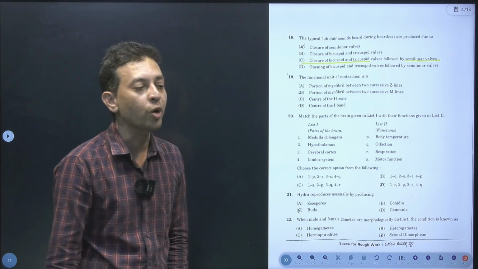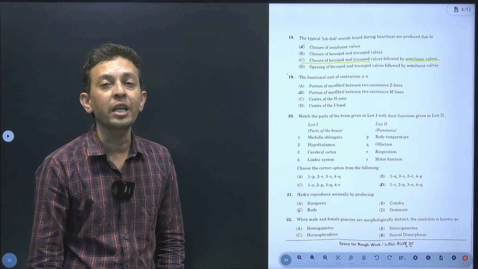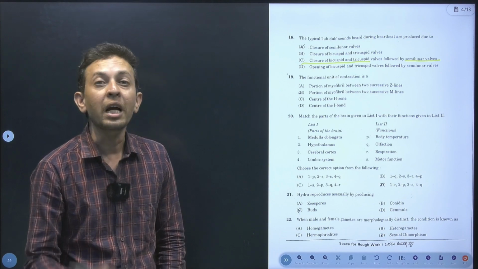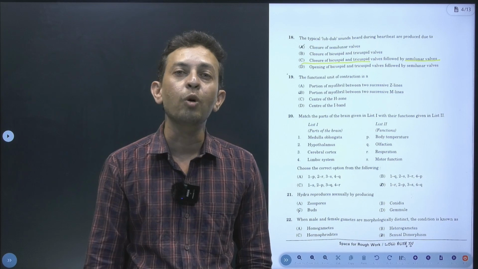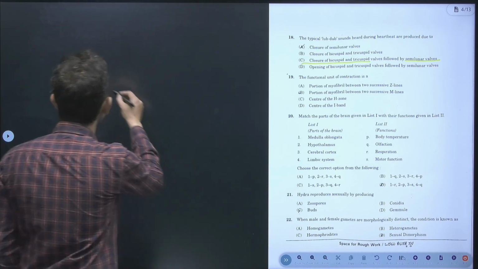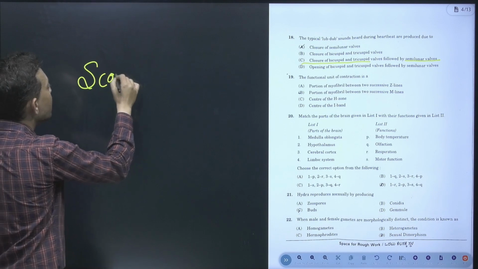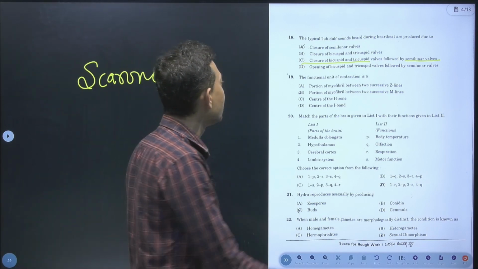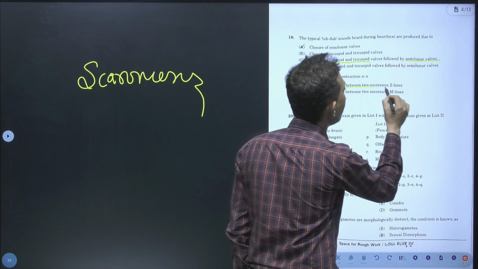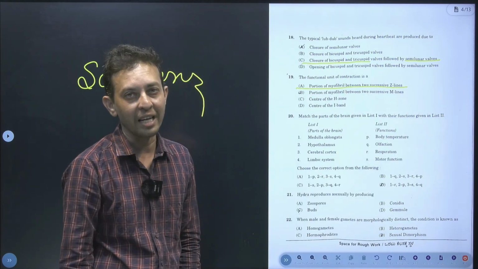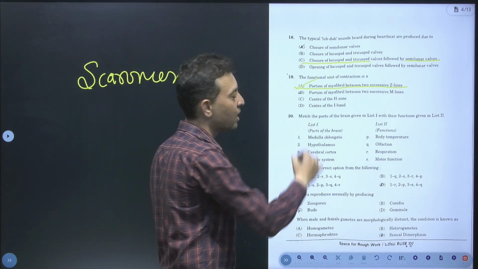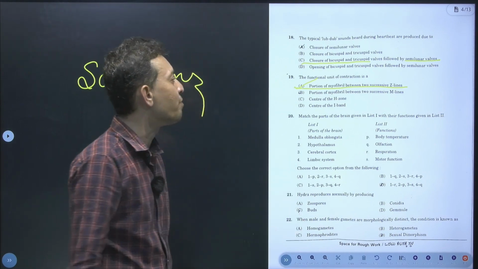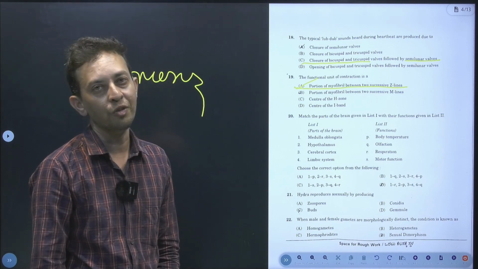So next one, moving on to the next question, the functional unit of contraction. We all know it is from the topic locomotion and movement. The functional unit of contraction, we'll call it by the name sarcomere. So what is the functional unit of contraction? That is a portion of myofibril between two successive Z lines. That is option A. So 19th question is option A.